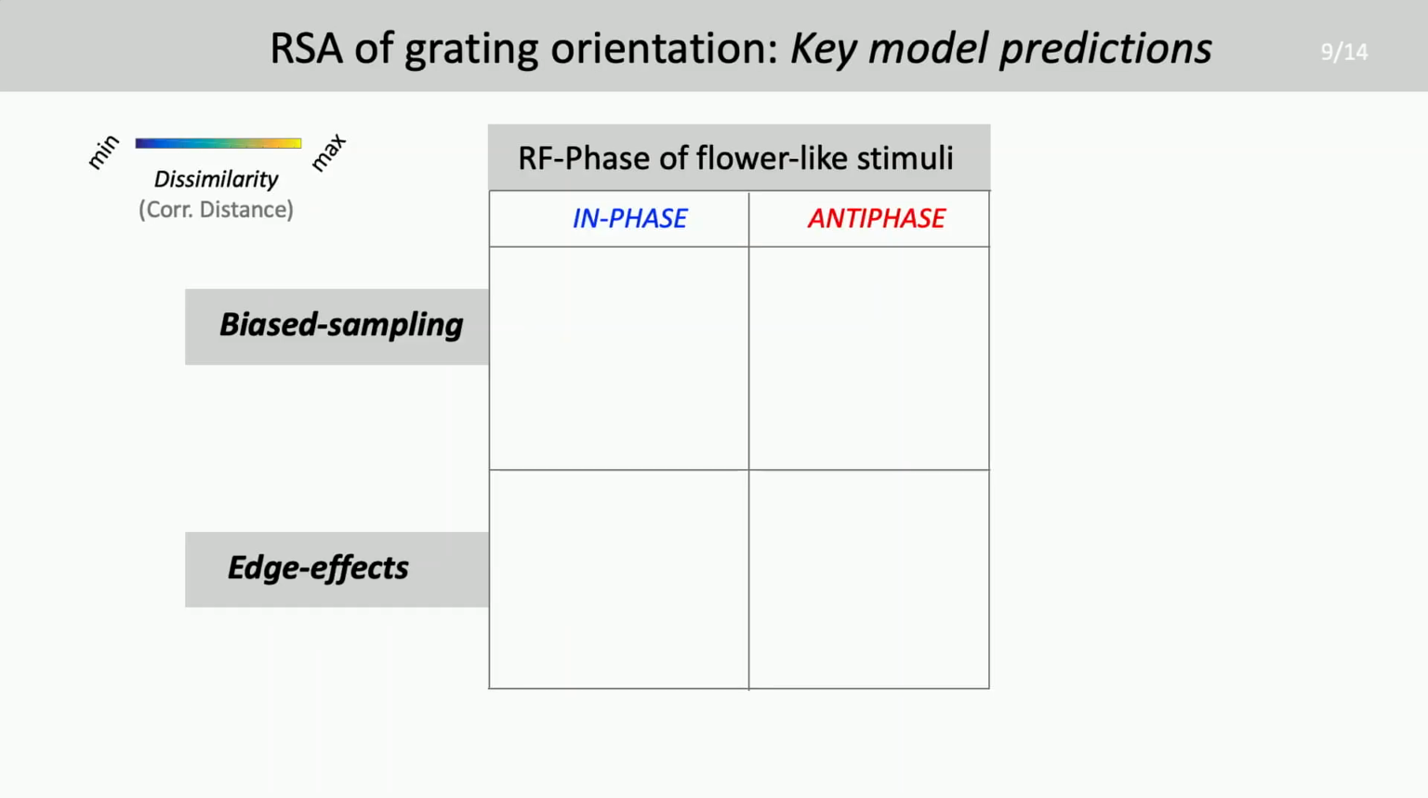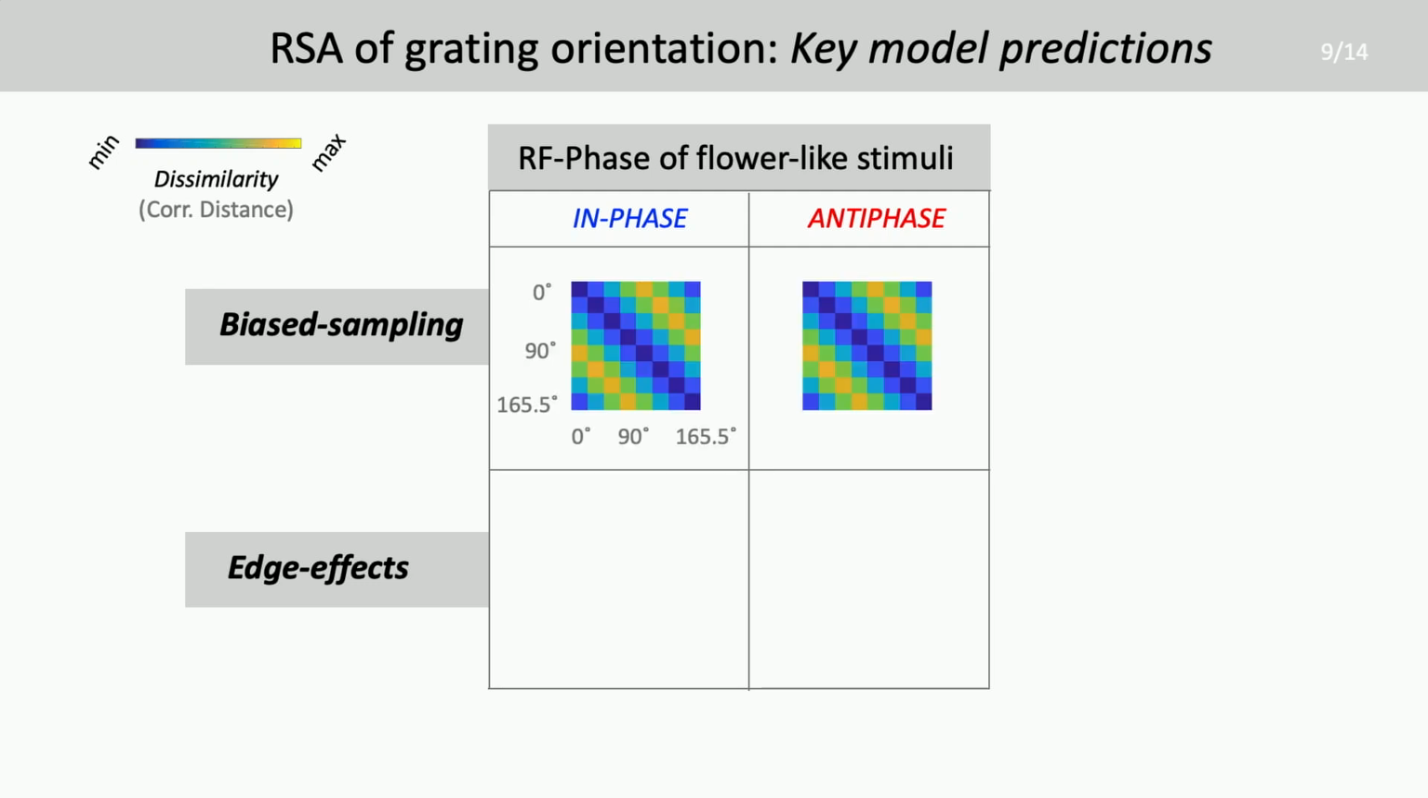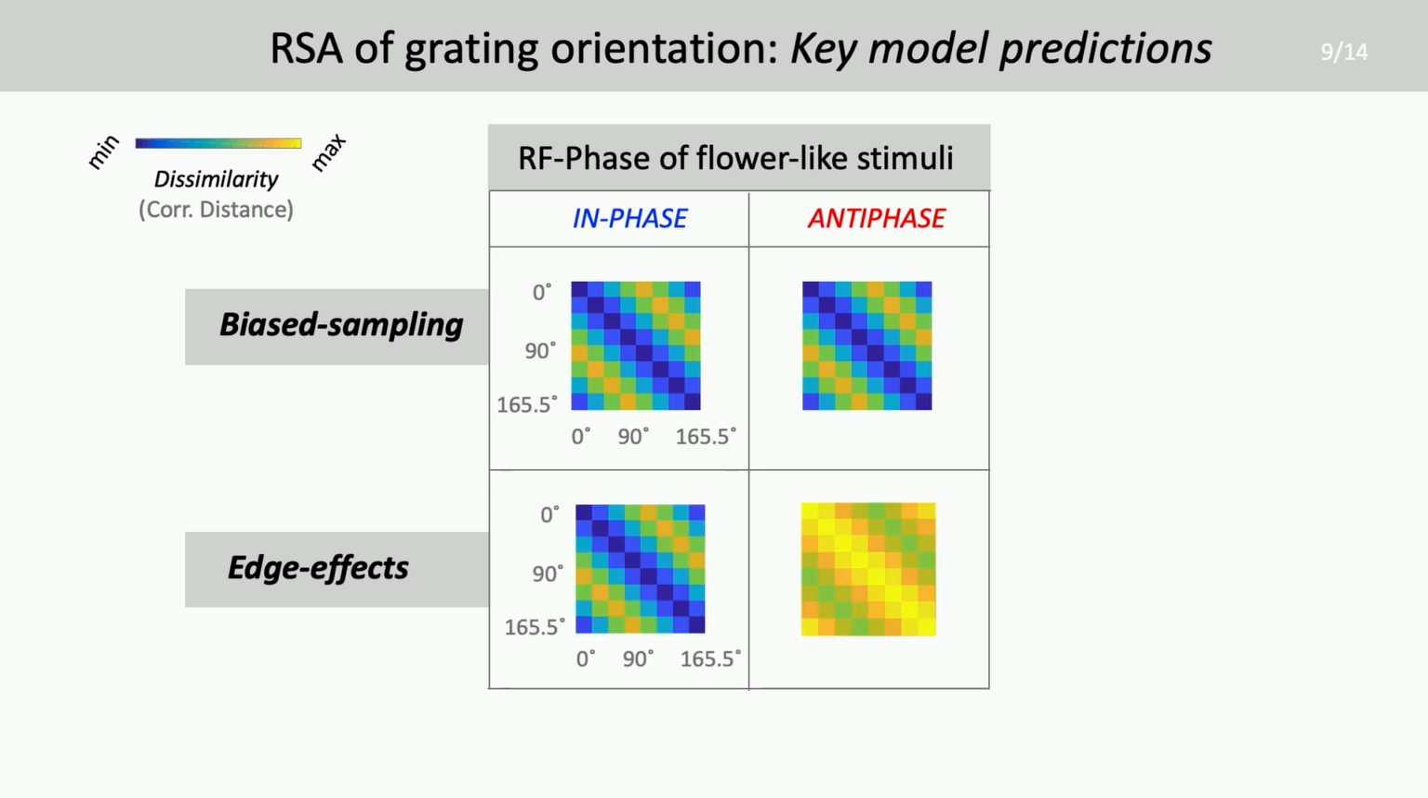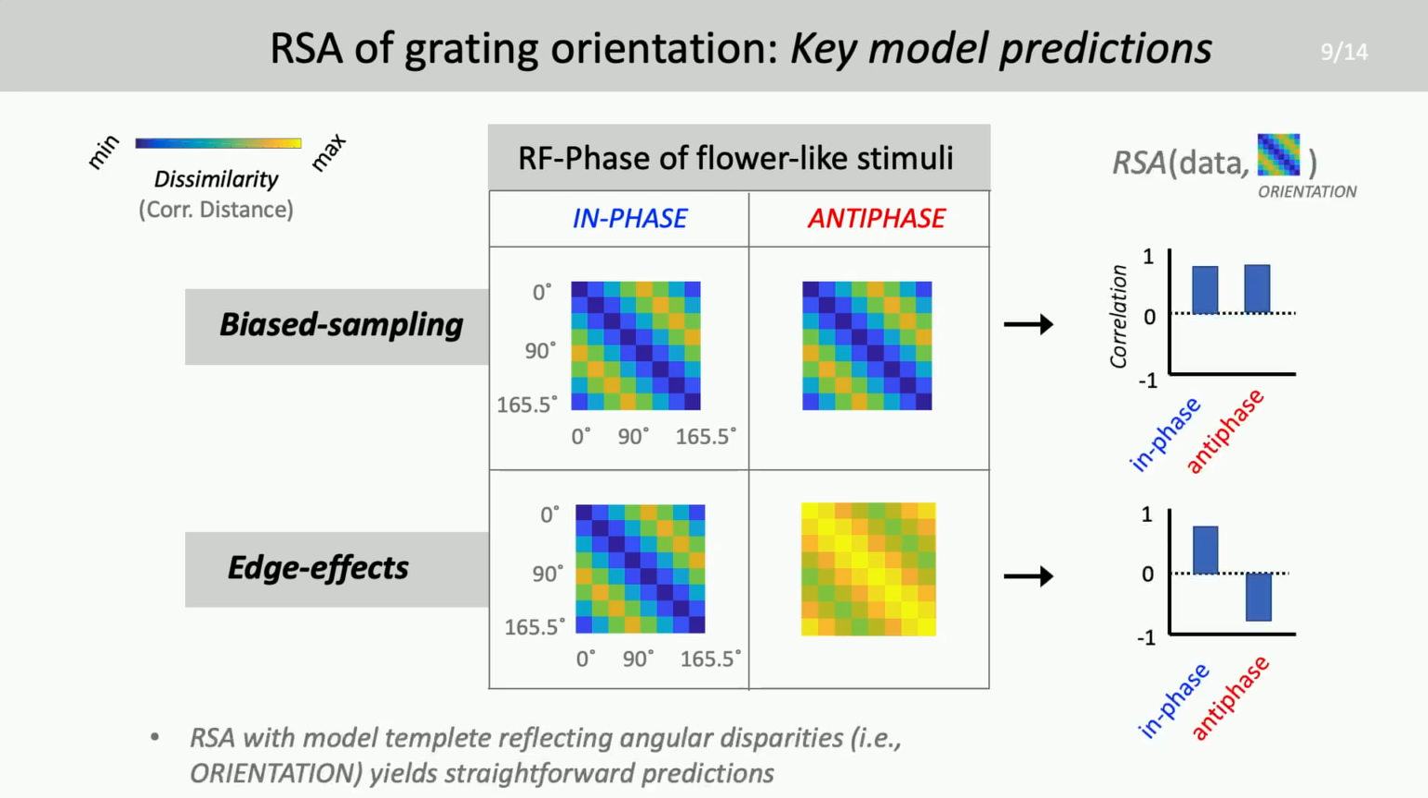To summarize, let's arrange these key observations in a 2x2 table. While the biased sampling model predicts the same representational structure reflecting grating angular disparities both within and across radial frequency phases, in stark contrast, the edge effect model predicts that gratings with the same orientation will be maximally dissimilar in the antiphase condition. This leads to straightforward predictions when conducting RSA with a model template that reflects grating angular disparities.